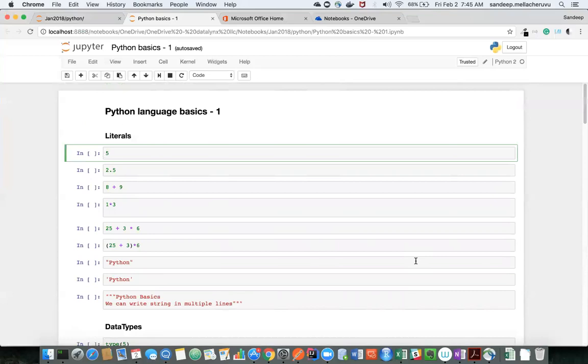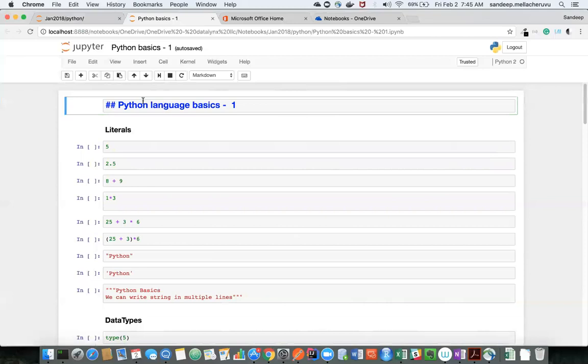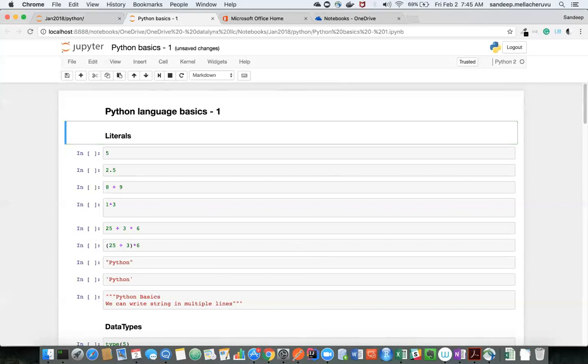That is one thing. Another thing is, I can write everything in a single place with all the comments also. So this is a comment actually. What I wrote here, Python language basics 1, part 1. This is nothing but a comment that I wrote. And that comment looks like a simple text. It looks like my wiki page. So that is another reason why we use this Jupyter notebooks. So it's very easy to find out.